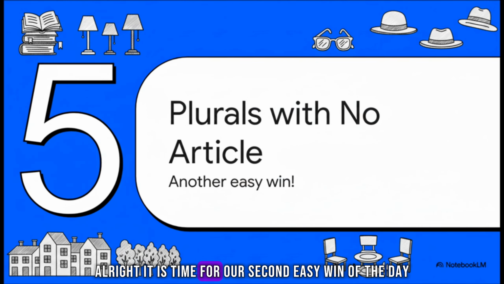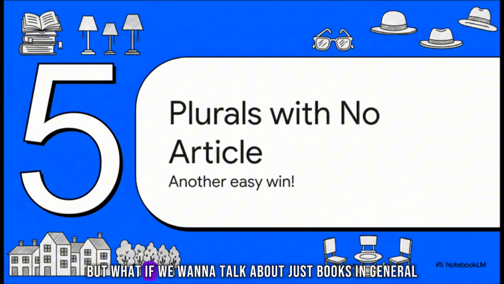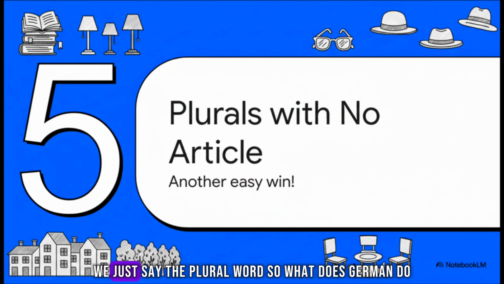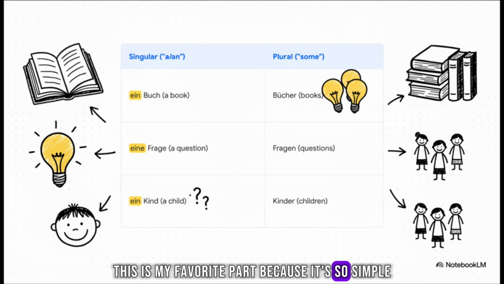All right, it is time for our second easy win of the day. We just learned how to say a book or a lamp. But what if we want to talk about just books in general or lamps? In English, we just say the plural word. So what does German do? And this is my favorite part, because it's so simple.